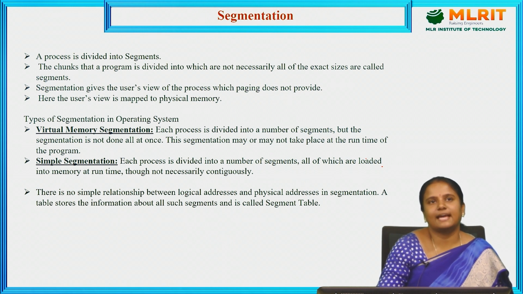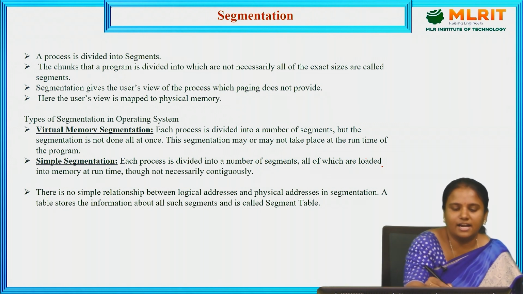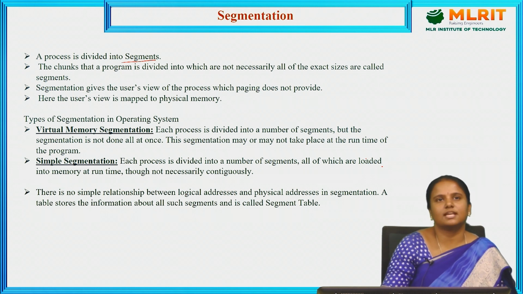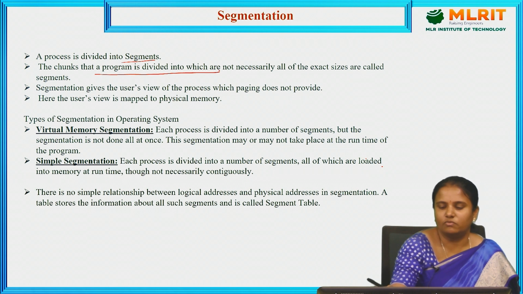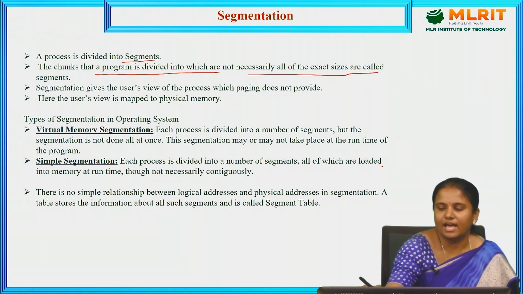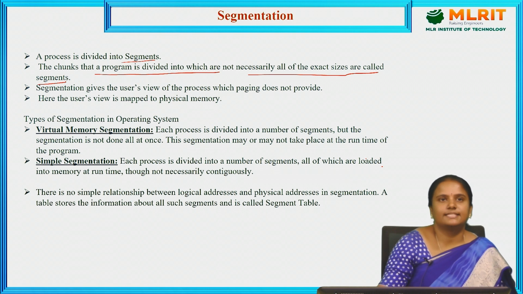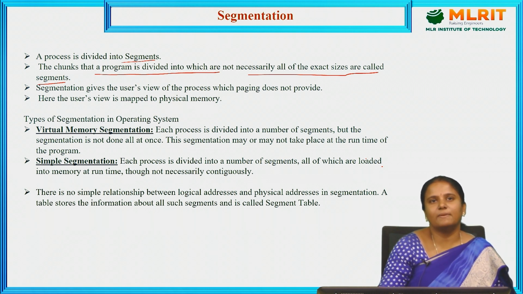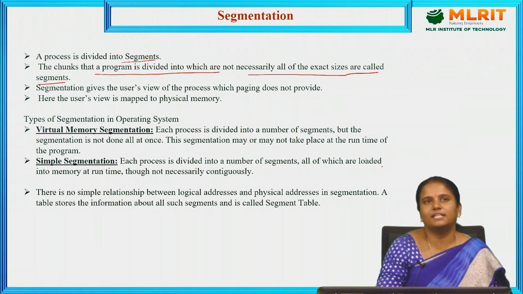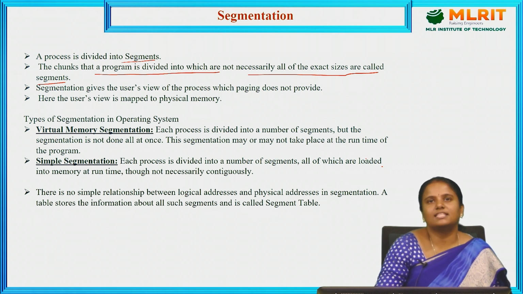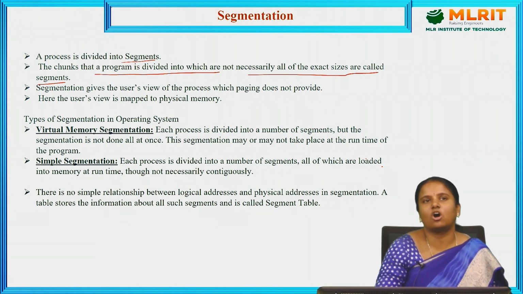So, next is segmentation. A process is divided into segments. So, each process is divided into segments. The chunks that a program is divided into, which are not necessarily all of exactly equal size, are called segments. So, whatever the sizes of these chunks, they have some exact size, and those sized chunks are called segments.